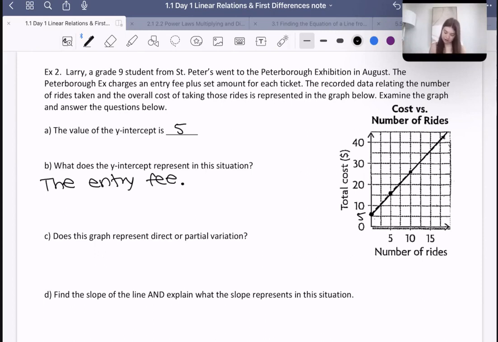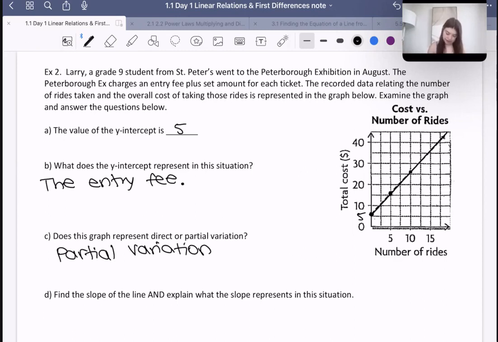Does this graph represent direct or partial variation? So the answer is partial variation. Let's review why. Why is it partial variation? Because the y-intercept is not at 0, right? The y-intercept is at 5 in this case because it costs $5 just to get in. Whereas if we could go there for free and only had to pay when we ride rides, and each ride costs the same amount of money, then it would be direct variation.